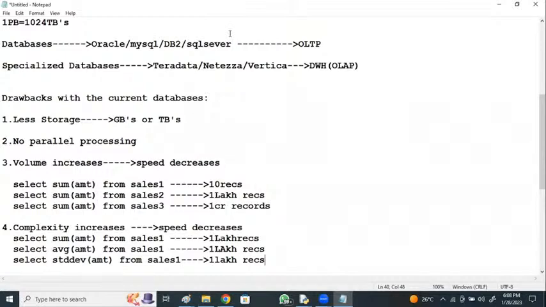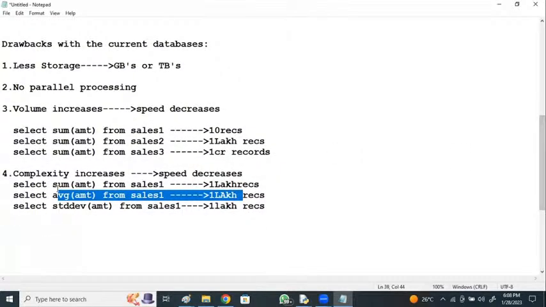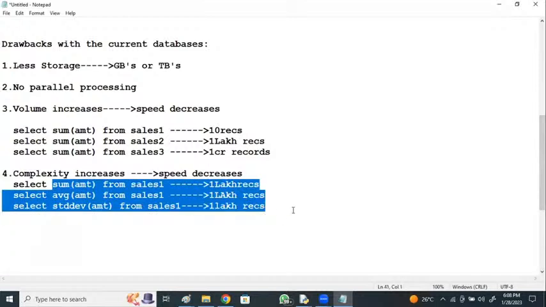First query again, yes. Because average amount is a two-step process: first sum to be calculated, next average to be calculated. Standard deviation requires a lot of internal processing. So the first query executes faster compared with the other two. Query to query, as complexity increases, speed decreases, right?